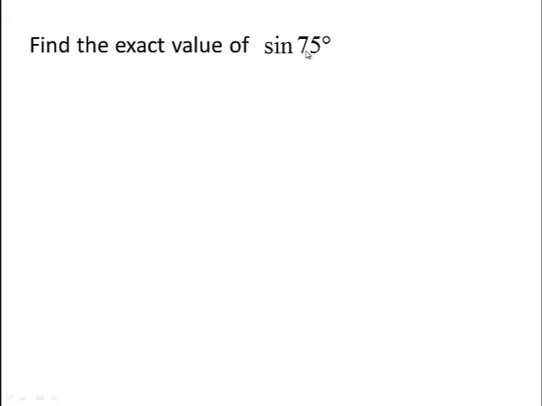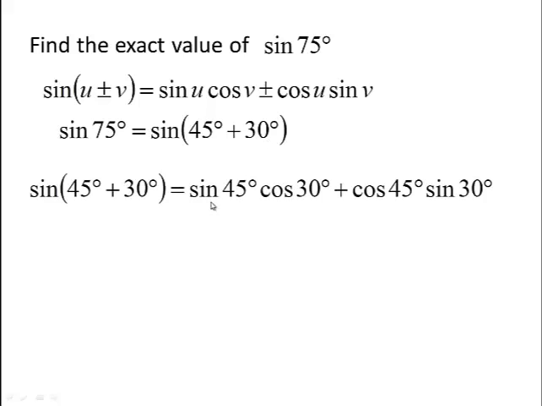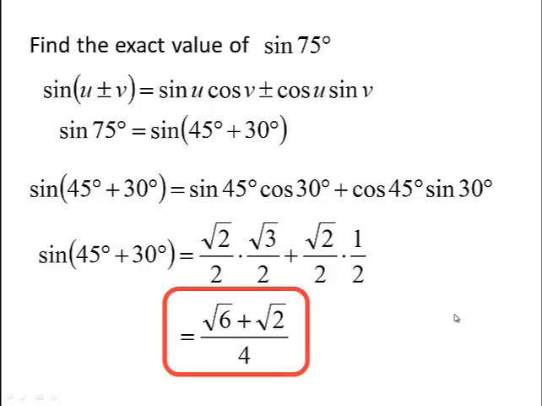Okay, doing the same thing. Now we're going to have a slightly different formula for sine. Now the signs are the same, plus minus, but it's sine, cosine, cosine, sine. So now we have 75, it's really 45 plus 30. Putting this all in for u and v up here, we get this, and simplifying, that's rad 6 over 4 plus rad 2 over 4.